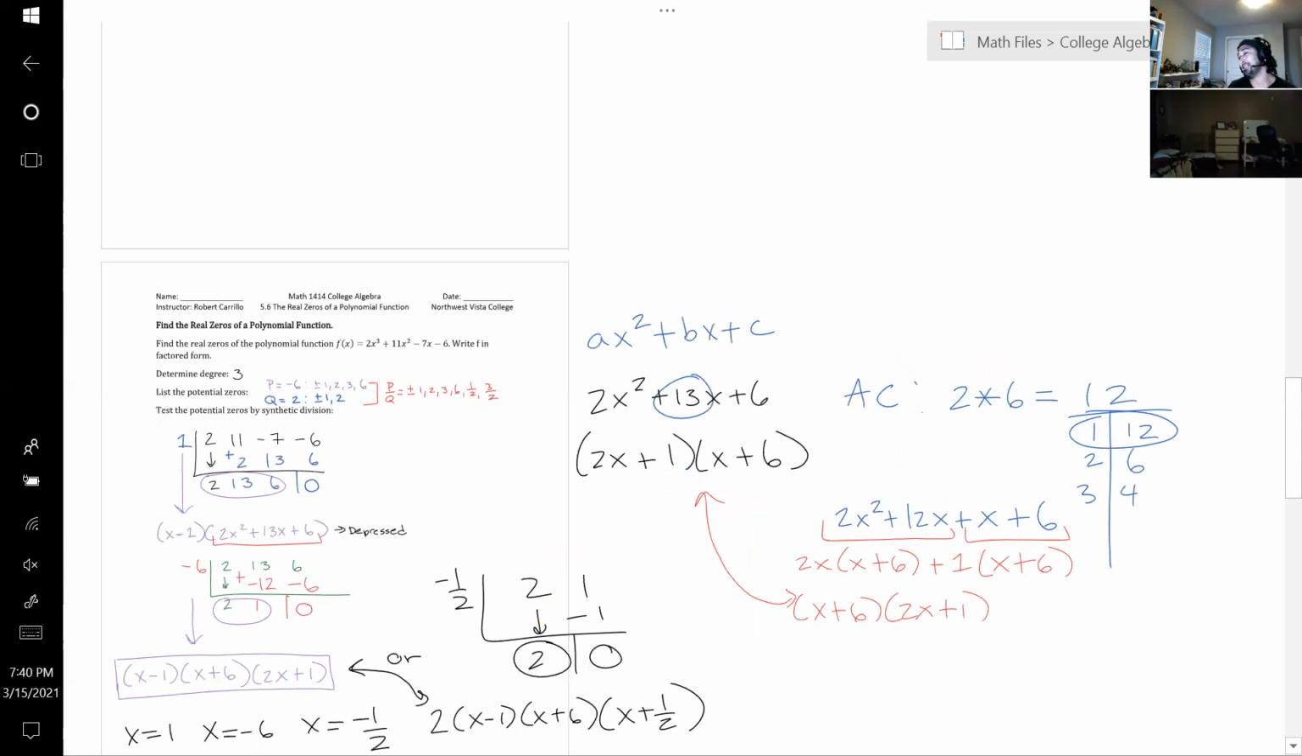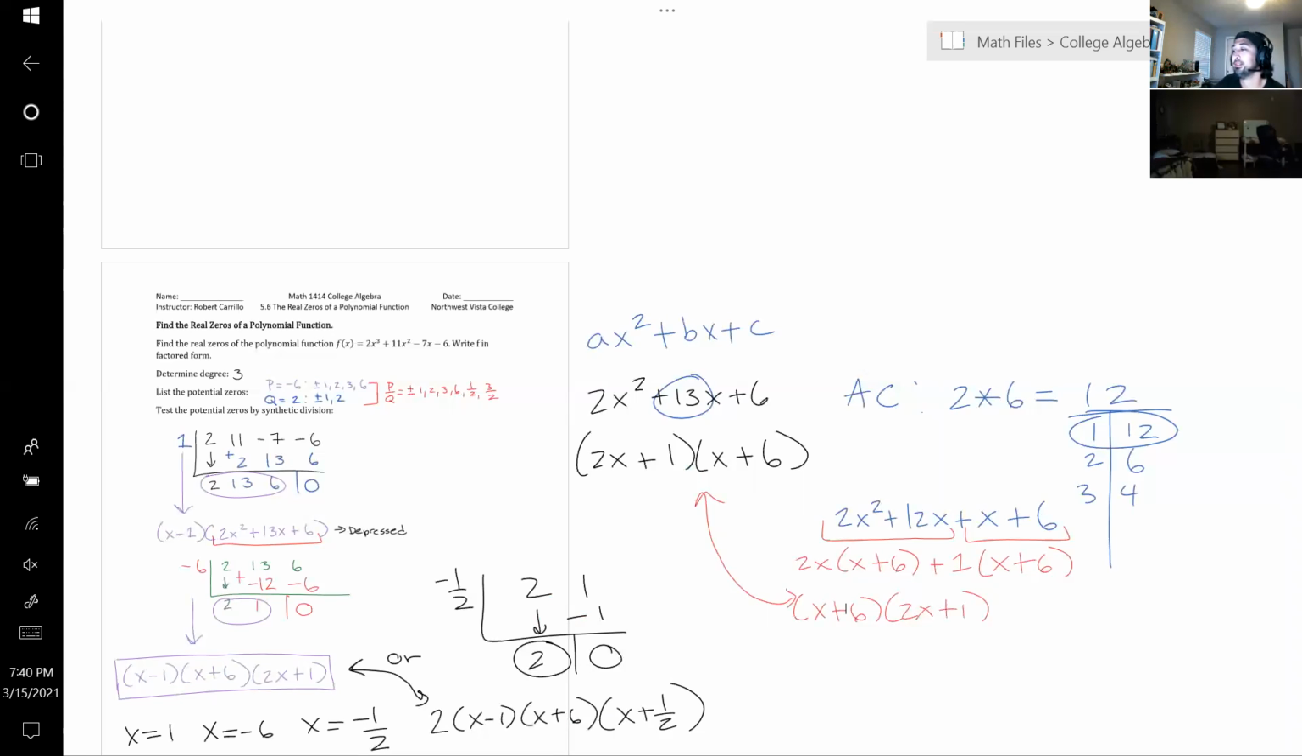If you factor that way, cool, but that's just a foolproof way of factoring. Any questions on that?